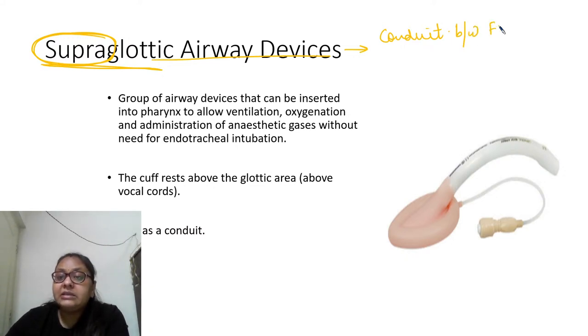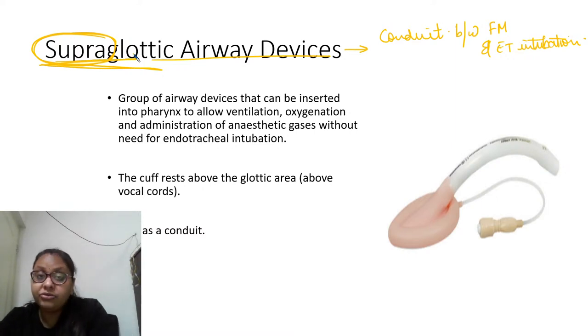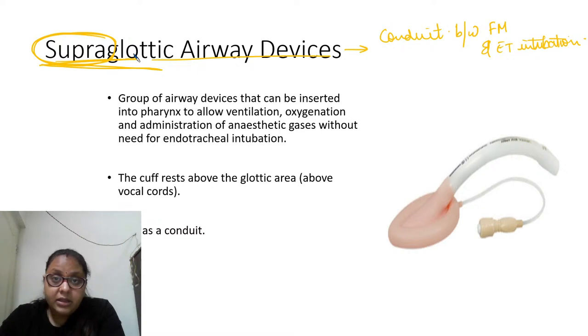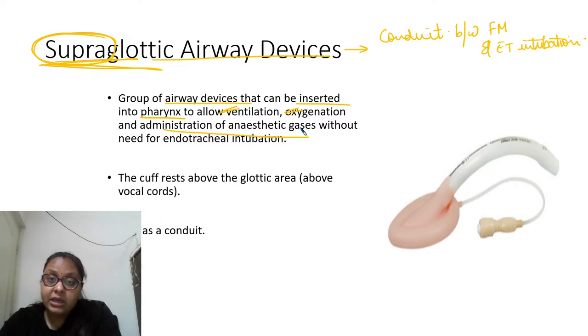between the face mask ventilation and endotracheal intubation. Basically, this was discovered, mostly when they were first introduced, for the difficult airway, where we were not able to intubate the patient. There supraglottic airway devices were introduced, but basically they act as a conduit between the face mask ventilation and the endotracheal intubation. So what are these? These are the group of airway devices that can be inserted into the pharynx to allow ventilation, oxygenation and administration of anesthetic gases without need of endotracheal intubation.